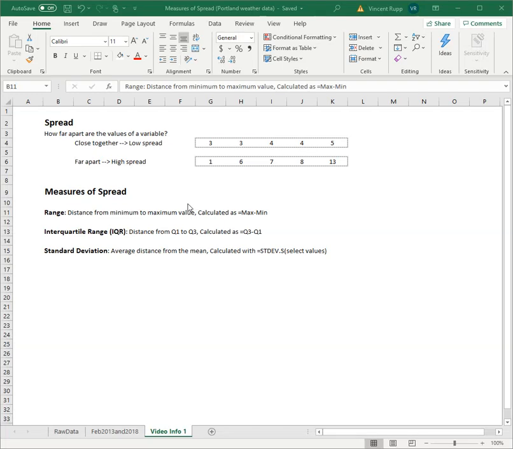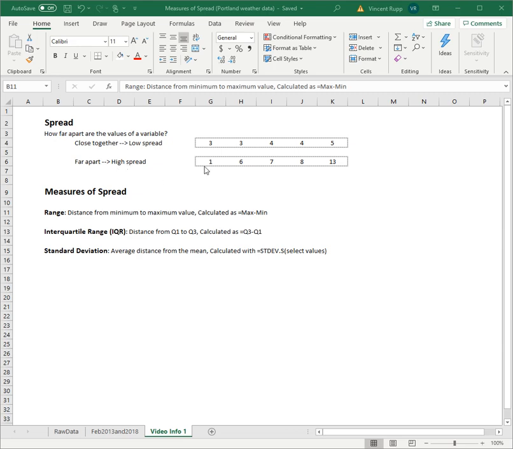In this video, we're going to talk about spread. So when you're looking at a quantitative variable, spread is simply asking how far apart are the values of the variable. If all the values are pretty close together, that means you have lower spread. And if the values are further apart, you have higher spread.